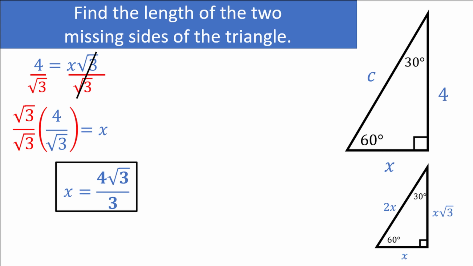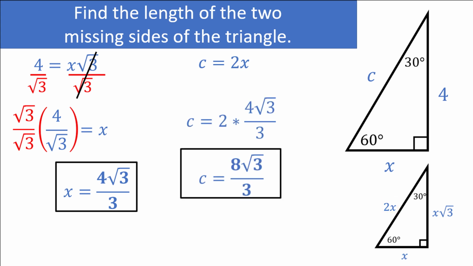That means that the hypotenuse c must be twice as large. If we multiply our result by 2, we get 8 times the square root of 3 over 3 as the length of the hypotenuse. We can update our triangle by putting the side lengths that we found onto the sides of the triangle.